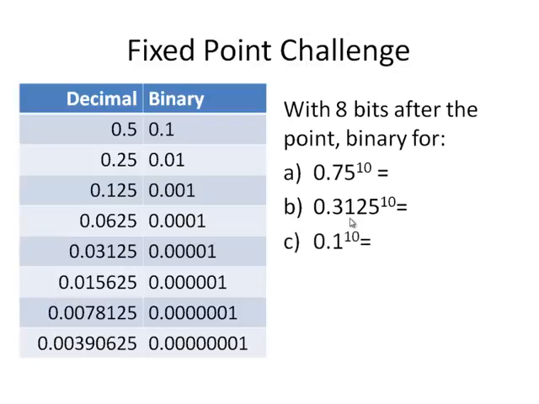What about the binary for 0.1? And this is where it gets interesting, because with this binary representation, with 8 bits after the point, we can't represent 0.1. There is no combination of these values that can be used to represent 0.1. We can get close to it, but we can't actually get the exact value for 0.1. And that has consequences when we're working with programs and numbers, because sometimes we can't always represent exactly the numbers that we're trying to represent.